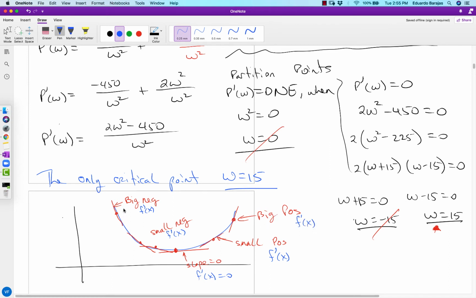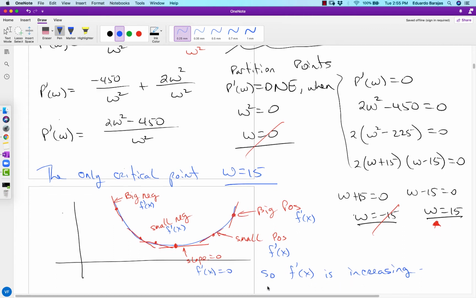So we're going from big negative to small negative to 0 to a small positive to a big positive. We know that that first derivative is increasing. So f prime of x is increasing. And it's going from negative slopes to positive slopes, from negative values to positive values.